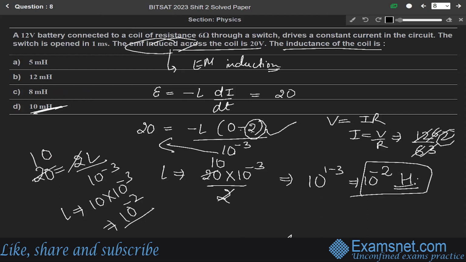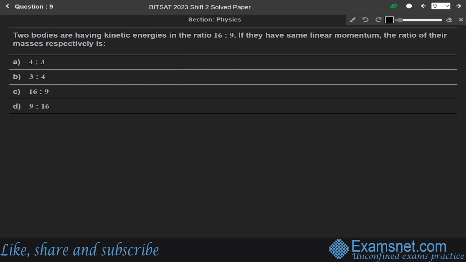Okay. Now next question, 9. Two bodies are having kinetic energies in the ratio 16:9. If they have the same linear momentum, the ratio of their masses respectively is. Okay. So this question is from the chapter of work and energy. According to the question, we are given the ratio of their kinetic energy is 16:9. So we know that kinetic energy is equal to what? P square over 2m.